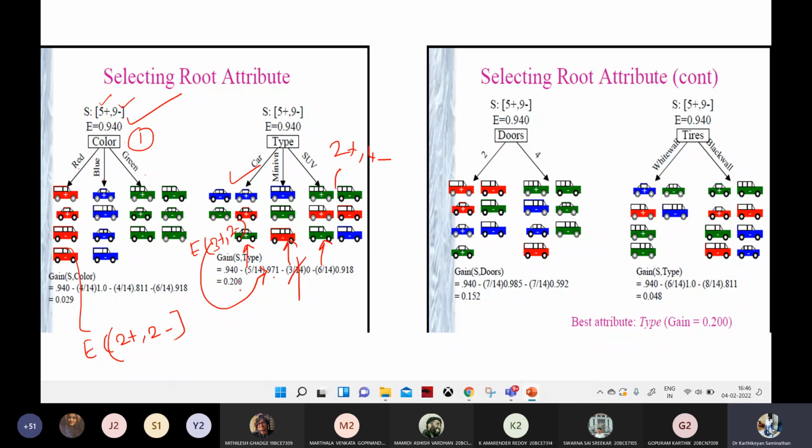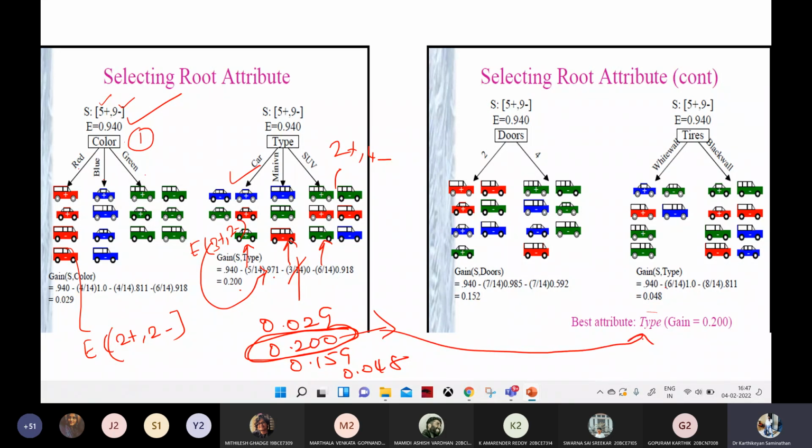So when you do this calculation, this is 0.200. The first selection, color, is your 0.029. This is 0.200. Similarly, for door you will get 0.152, and for tire you have 0.048. So out of these 4 values, you compare them. The first value is 0.029. The second value is 0.200. The third value is 0.159. The fourth value is 0.048. So 0.200 is the highest value. Then this is nothing but your best classifier, best attribute.